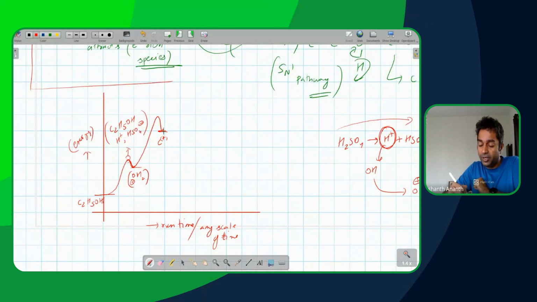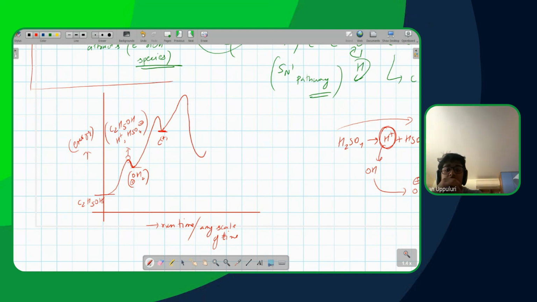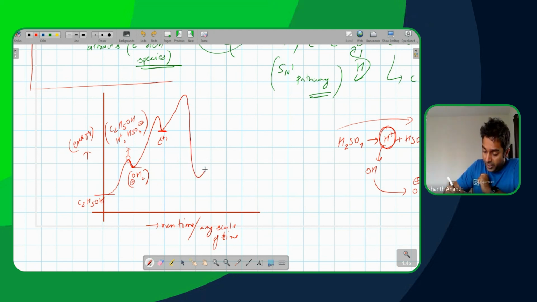What is happening now if I'm doing an E1? If I do an E1, it is going down a pathway with a high activation energy because it has to break a bond. It then ends up becoming a more stable system. Right? Makes sense. So it will go like this.